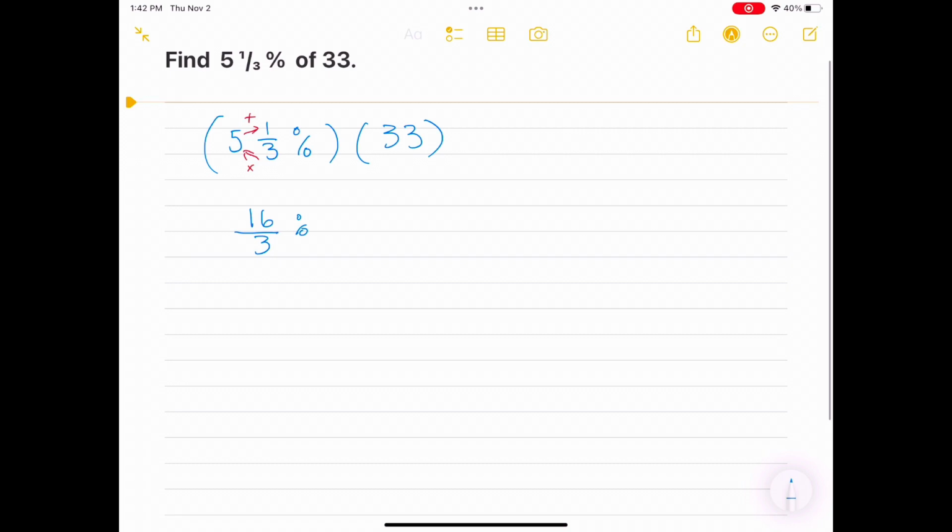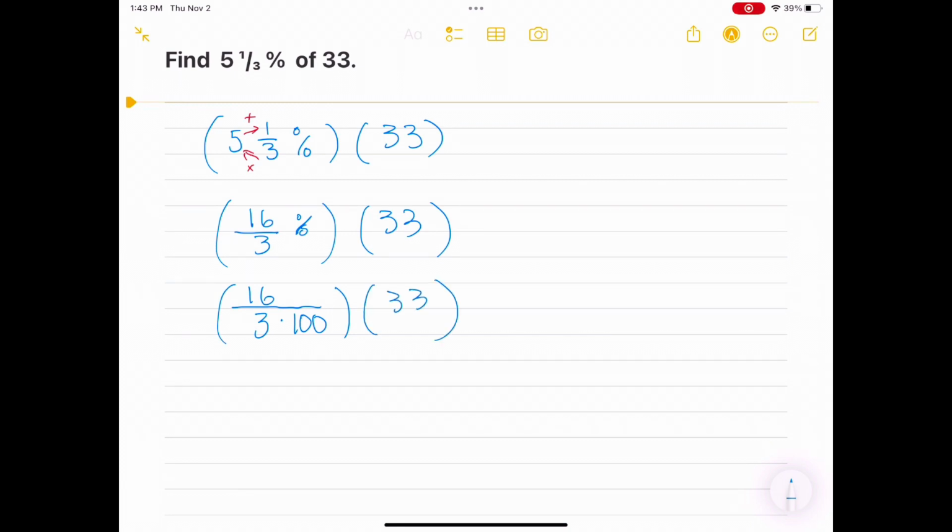So now we have 16/3% times 33. And we simplify on the next line, 16/3% to be 16 over 3 times 100, leaving off the percent sign. And we continue with the problem times 33. And we see that 3 goes into 33 11 times. So we can simplify those terms, which leaves us with 16 over 100 times 11.